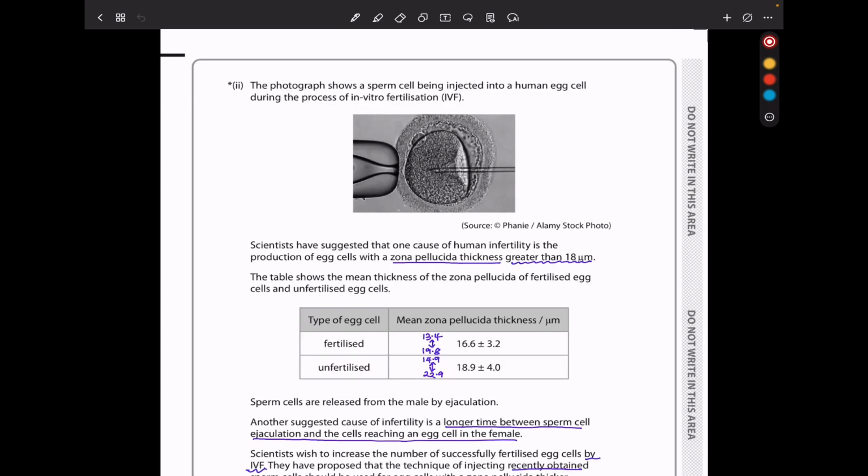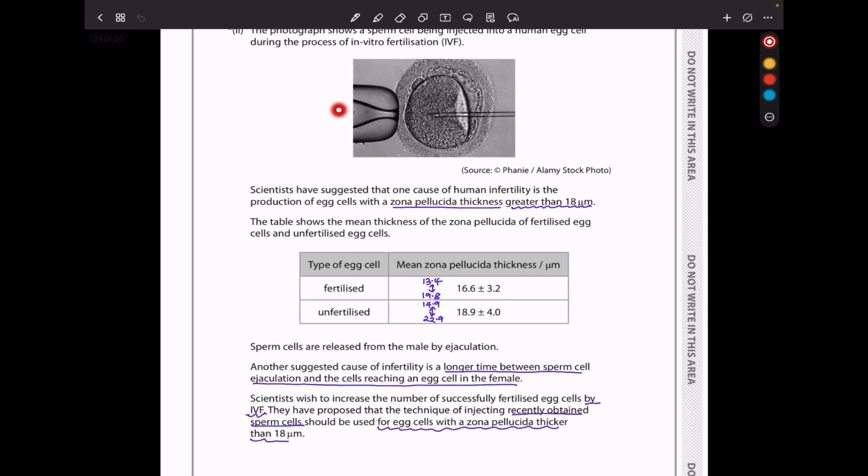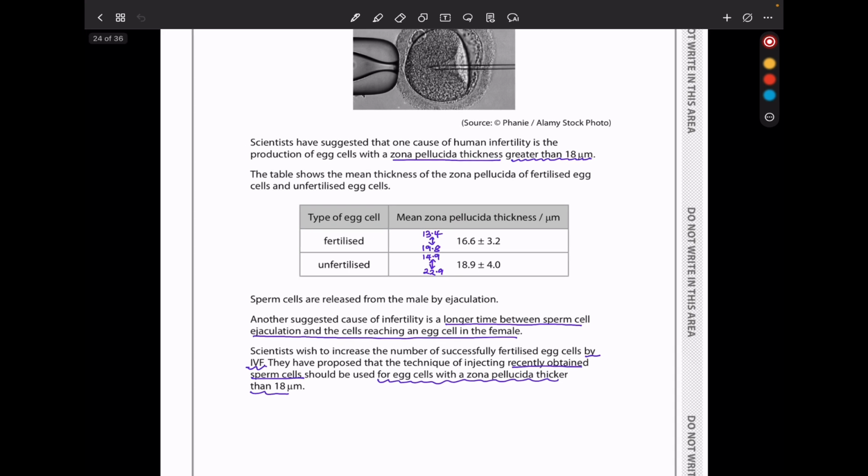And next they say the photograph shows a sperm cell being injected into a human egg cell during the process of in vitro fertilization. So we can see that is occurring. This is a sperm cell being injected into the female egg. Scientists have suggested that one cause of human infertility is the production of egg cells with a zona pellucida thickness greater than 18 micrometer. The table shows the mean thickness of the zona pellucida of fertilized eggs and unfertilized eggs.